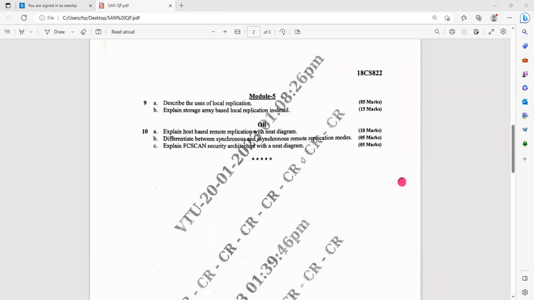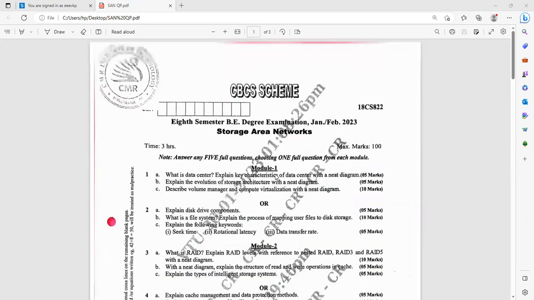And FC SAN security architecture with the neat diagram. So architecture, if you write the structure, you'll be getting 80% of the marks. Remaining brief explanation should be done. So this is one of the model questions. You can expect similar kind of questions in the forthcoming examination also.